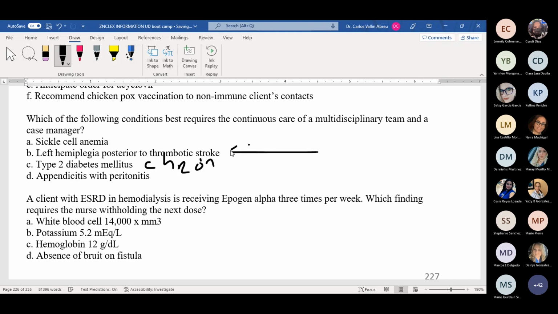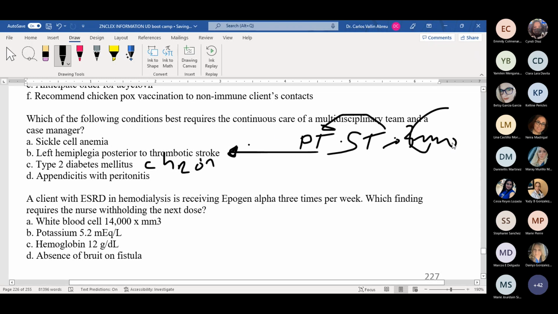What kind of members of the multidisciplinary team are going to be working with a client who had a thrombotic stroke? Physical therapy, occupational therapy, maybe speech therapy, which is a subspecialty of this. Very good. And the client is going to be rehabilitated. It's not going to be forever. It's going to be rehabilitated, let's say, in 3 months.